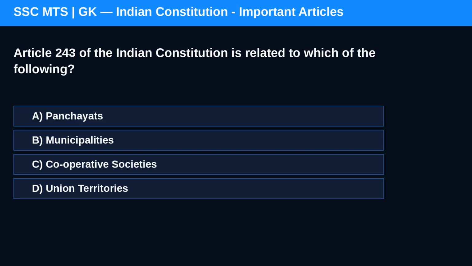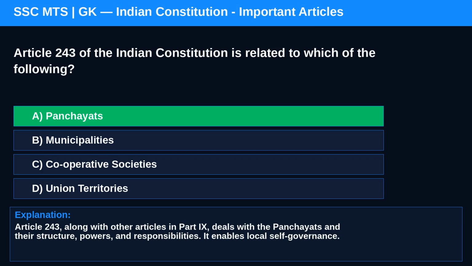Question 6. Article 243 of the Indian Constitution is related to which of the following? Option A, panchayats, Option B, municipalities. Correct answer is A. Article 243, along with other articles in Part IX, deals with the panchayats and their structure, powers, and responsibilities. It enables local self-governance.